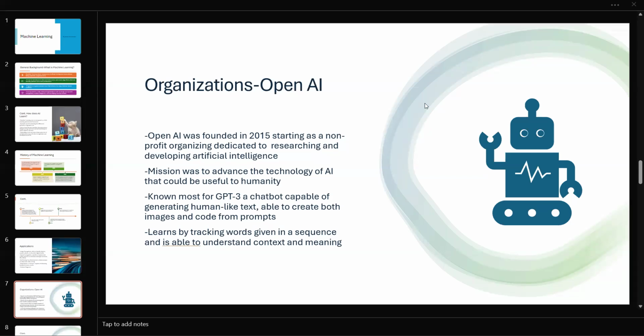And it'd be able to learn by tracking words given in a sequence. And with its algorithm, it will be able to understand context and meaning whenever prompted.